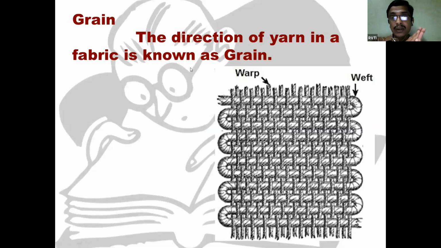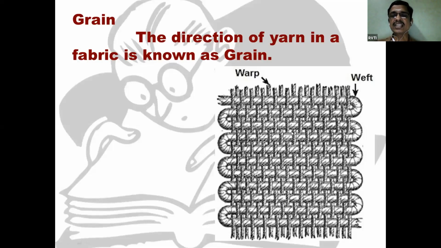Normally we draw one line called the grain line in pattern making. And before that, what do you mean by grain? The definition of grain is the direction of yarn in a fabric. A woven fabric is a combination of two sets of yarn. One is warp yarn, another is weft yarn. Both are interlaced together in a process called weaving.